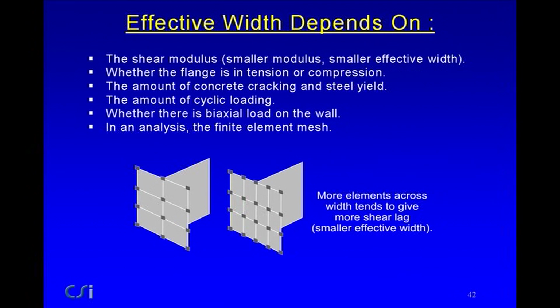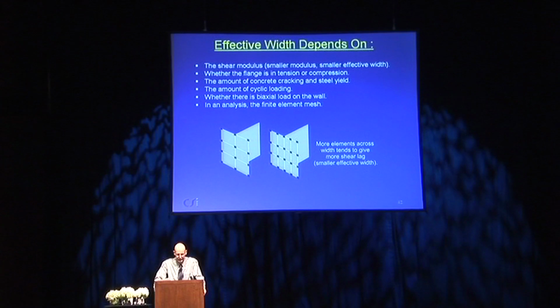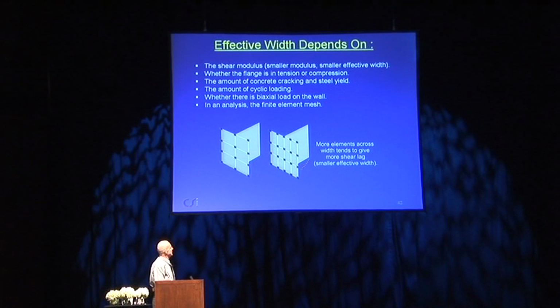I'm not really sure, except in most cases it's not going to matter, as I'll show in a moment. But this could be a serious issue. The effective width depends on a lot of things: the shear modulus, whether the flange is in tension or compression, the amount of cracking in the concrete and steel yield, how many cycles you've had, and whether there is biaxial load on the wall. There could be load acting in this direction and in the other direction, and that's going to affect things. And if you're running analysis, it can also depend on the finite element mesh. If you use a finer mesh, typically you'll tend to get a larger shear lag effect than if you use a coarser mesh.